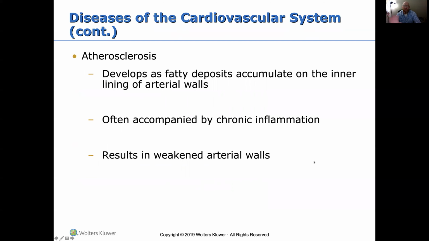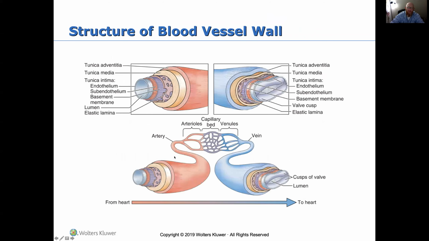Atherosclerosis, we showed you a picture of that just a minute ago. Fatty deposits start to accumulate on the inner side of the arterial walls. Many times there's chronic inflammation that comes along with that. And because of this buildup, the arterial walls end up being weakened. So that is a problem as well.